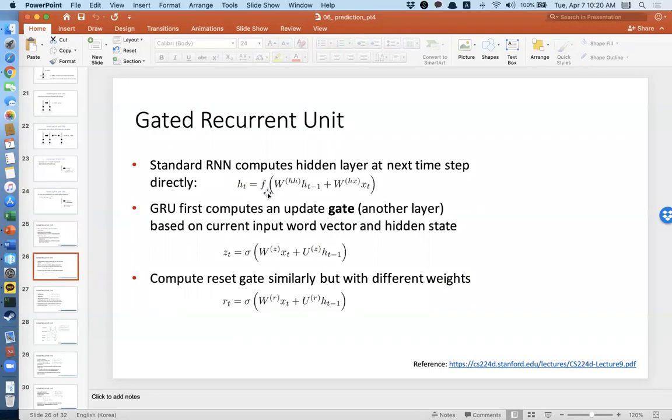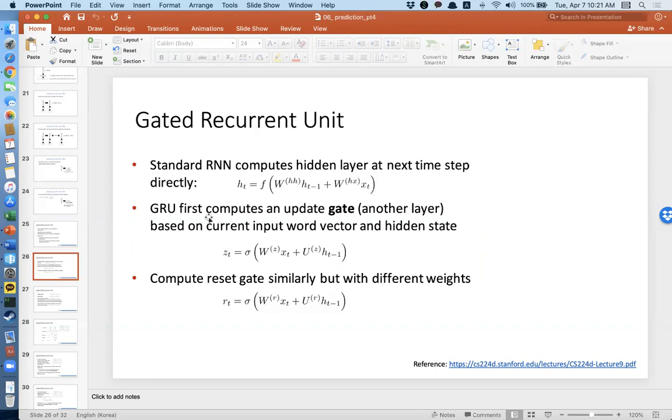Okay, we're going to change some notation because I'm borrowing this slide from Richard Socher's class. This is the standard RNN update rule. Instead of h_i, we're going to use h_t. f is the nonlinear activation function, again, which could be tanh. W_hh is what you multiply by the previous hidden layer, and W_hx is what you multiply by the current input. Instead of i, we're going to use t.